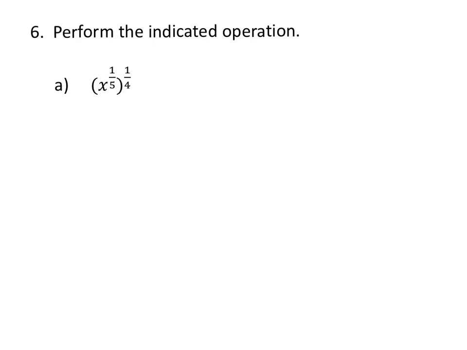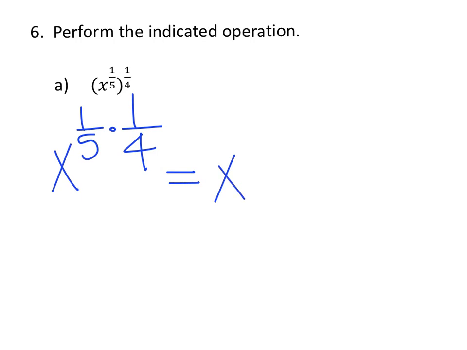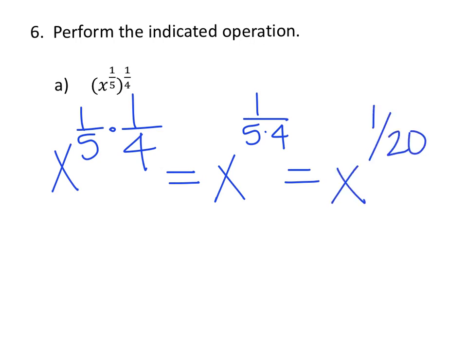In this expression, we have the power rule. We have a power raised to another power. So in this case, we multiply the exponents. So it's going to be x to the 1/5 times 1/4. When multiplying exponents, we multiply straight across. So it's going to be x to the 1/5 times 4, which is x to the 1/20.